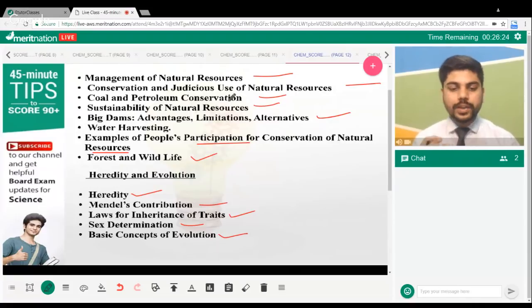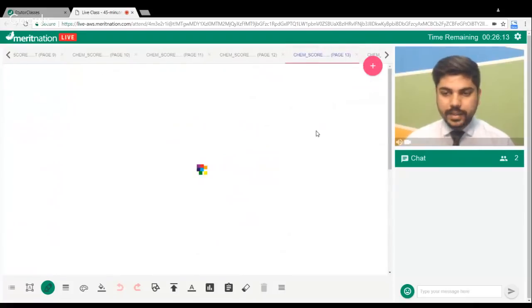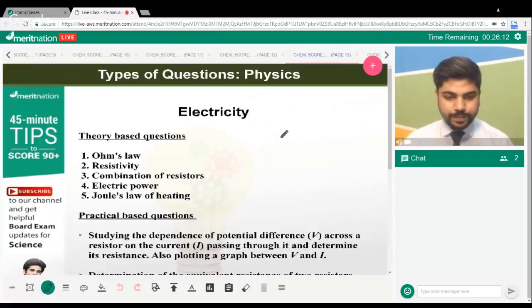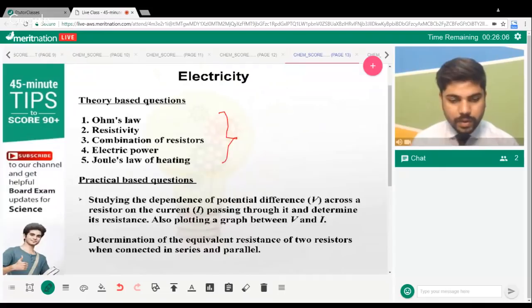Now we are going to divide a particular chapter into theory based questions and practical based questions, right? So let us quickly have a look at that also. Now, if I talk about physics, in the electricity chapter, the theory based questions can come from these particular types. And what about the practical based questions? So this is something which constitutes your section E, right?